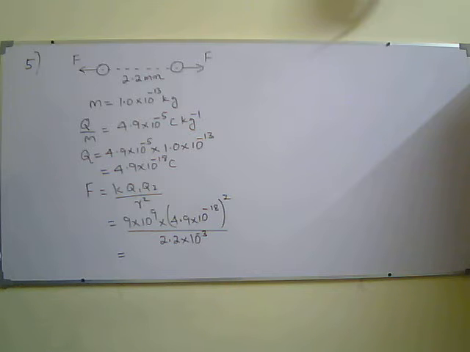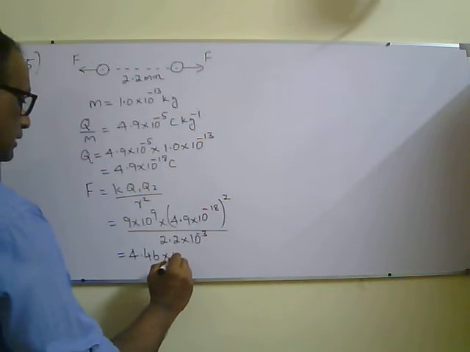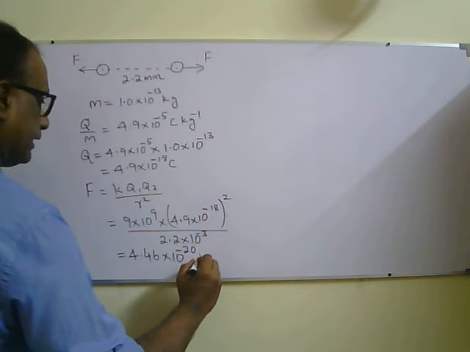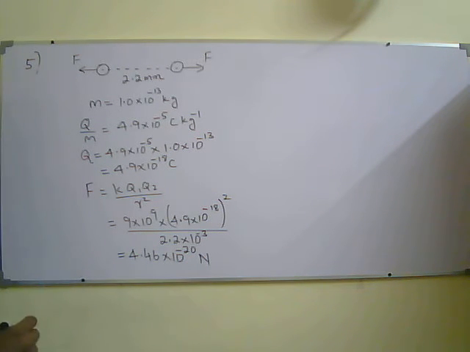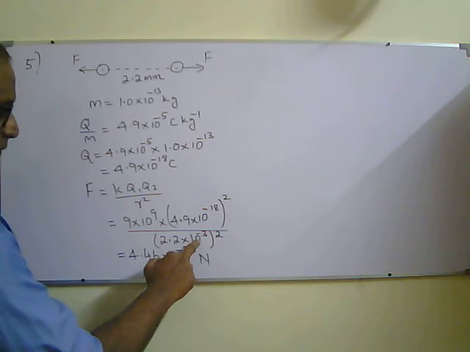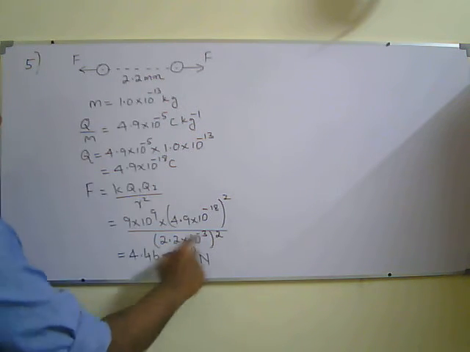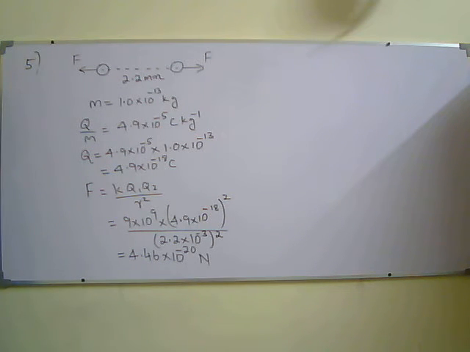That will be 4.46 × 10^-20 Newton. That's the force between the two negatively charged oil drops. So the force is k Q1 Q2 over r squared, so (2.2 × 10^-3) all squared. The r is given as 2.2 millimeter. So that's the final answer.